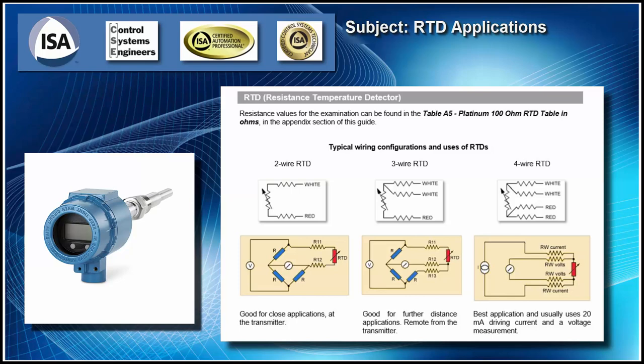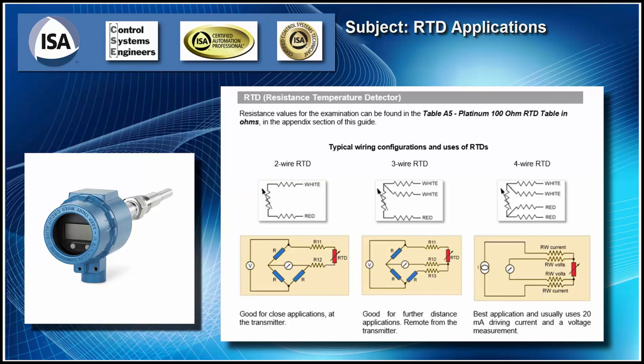You can order a 100 ohm with different DINs, and that means that the resistance per Celsius changes differently with the DIN type. You can also get 10 ohm RTDs, and they're typically copper. So the 100 ohm will be platinum and the 10 ohm will be copper.